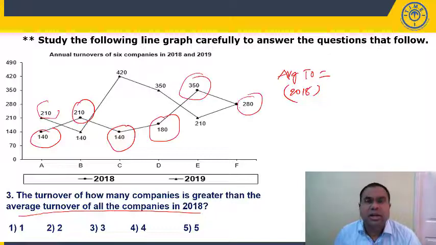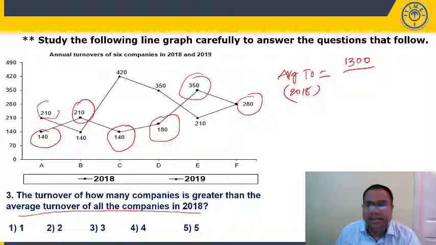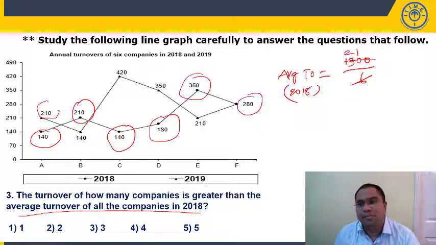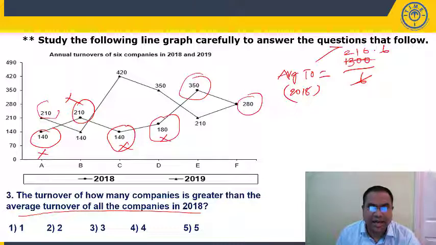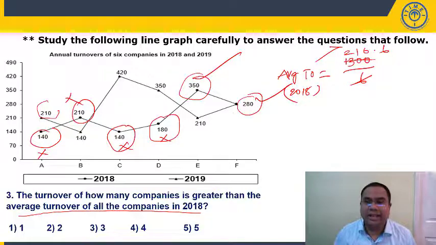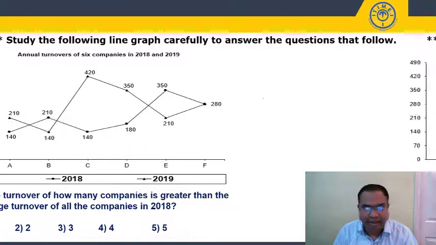1020, plus 280, 1300, divided by how many companies we have? 6 companies. So 6 2s are 12, 6 1s are 6, and we have 40, 216.6. So how many companies' turnover is more than 216? Now if you observe here in 2018, less than 216, less than 216, less than 216, yes, more than 216, more than 216. So the turnover of companies E and F is more than the average turnover. So it is 2 companies, right?